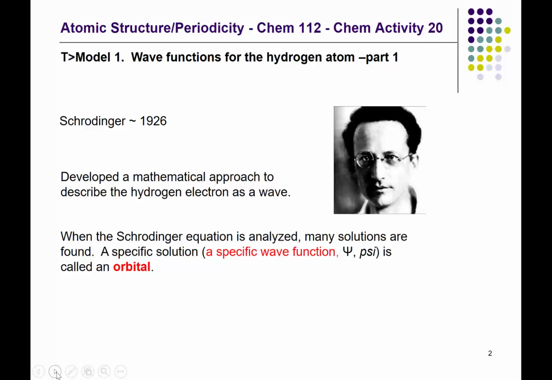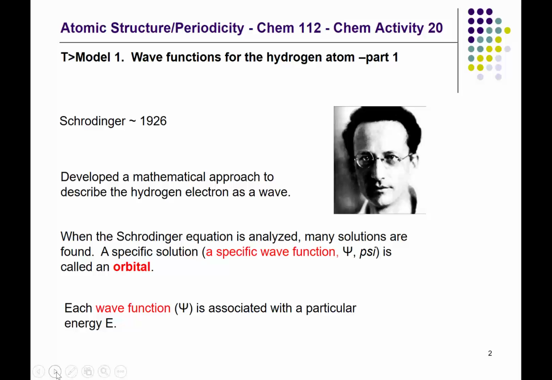And so we can calculate all these changes in energy as an electron falls from higher levels to lower levels or goes from lower levels to higher levels. And so it has an infinite number of solutions. So in the same way, the Schrödinger equation has many solutions. Each specific solution, and we refer to it as a specific wave function, and there's a symbol for it, psi, is called an orbital.